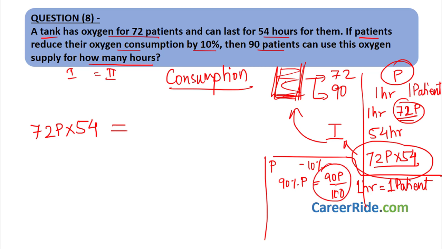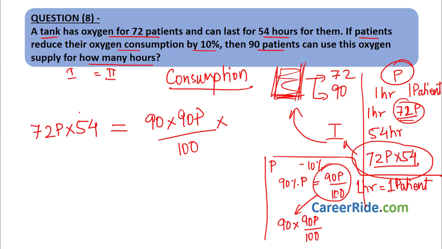How much oxygen will be taken in by 90 patients? It would be 90 into 90 P upon 100. So we will write 90 into 90 P upon 100. But the number of hours, do we know? Here we know 54 hours, but for these 90 patients taking 90 P upon 100 amount of oxygen, for how many hours can they take? We do not know, so put in a question mark.